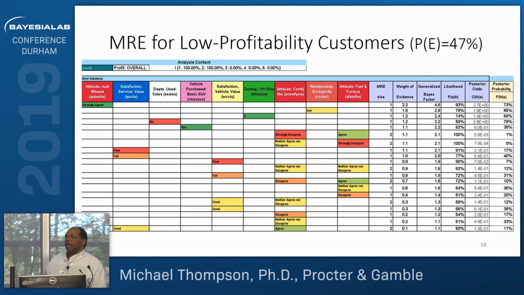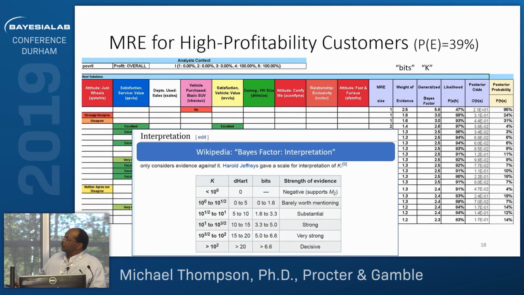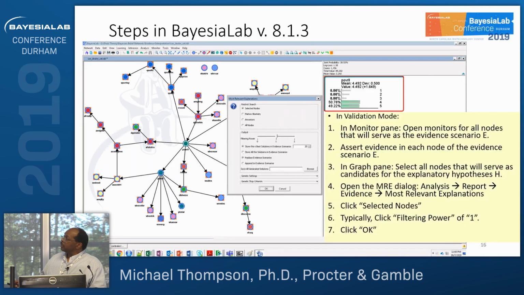So this is just an example of the sort of output that you get and how it lends itself to a relatively intuitive interpretation of what's the strongest thing that these people, or these cases, have in common. And one thing I didn't note in that dialog box is there's a section for specifying whether you want to augment your evidence scenarios with the information or not.